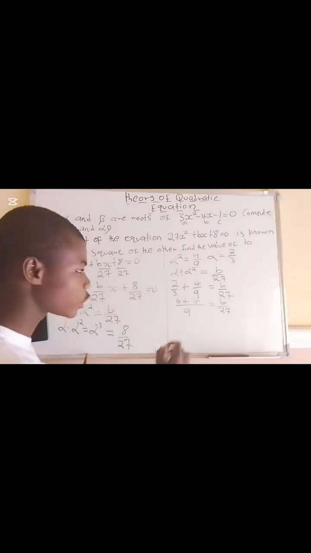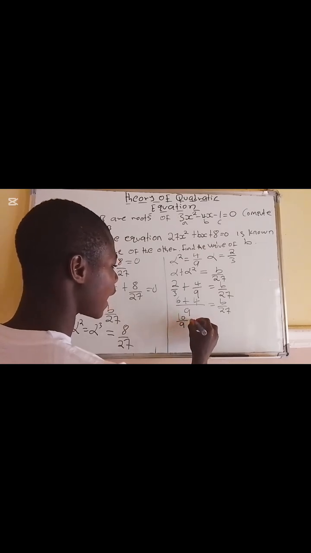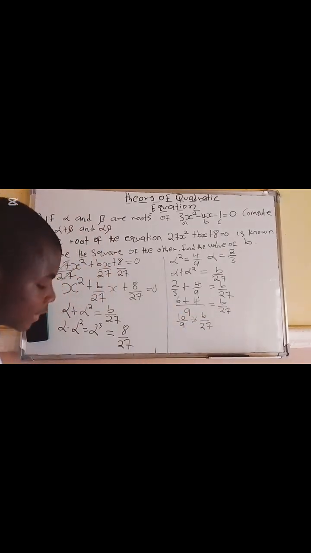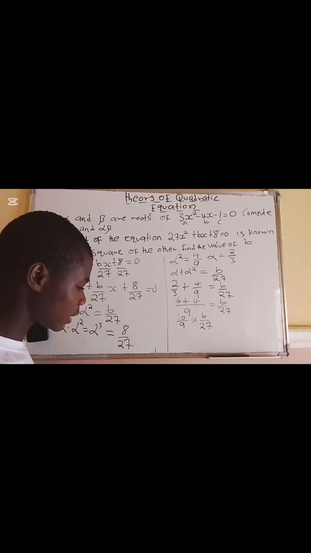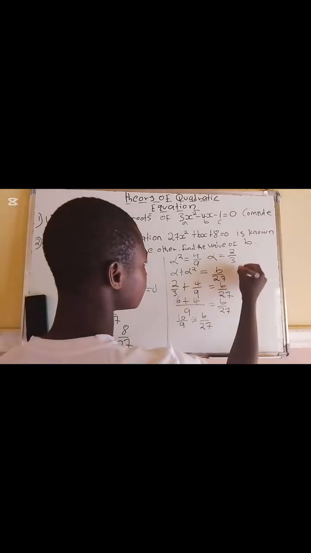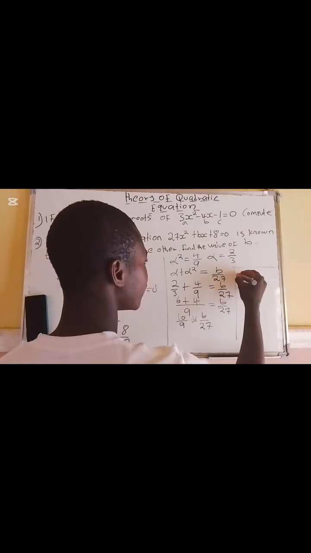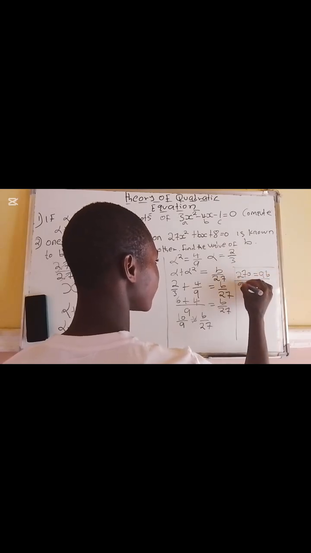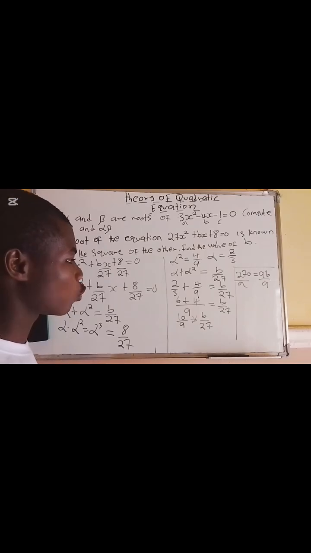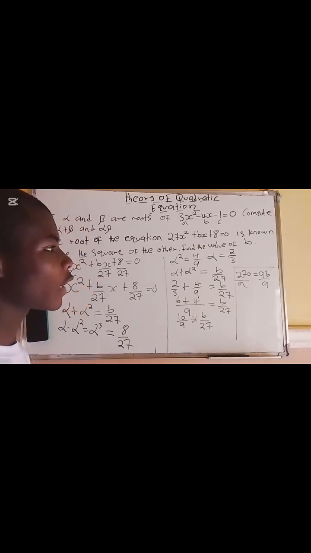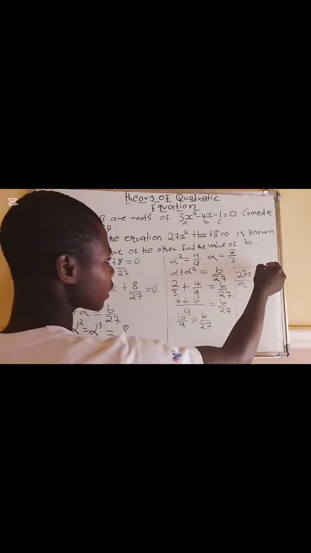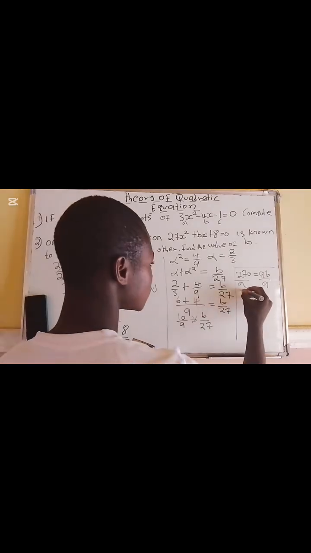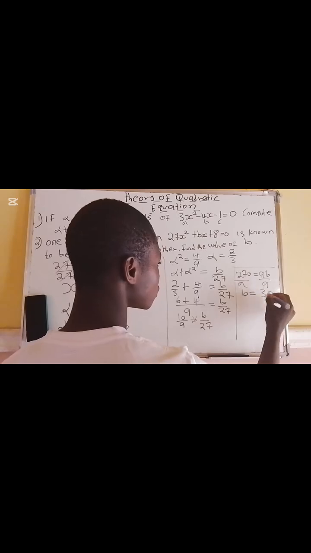6 plus 4 gives you 10 over 9, equals b over 27. If I cross multiply, 27 multiplied by 10 gives me 270. So 270 equals 9b. Divide both sides by 9. So 9 will cancel 9, and 270 divided by 9 gives me b equals 30.